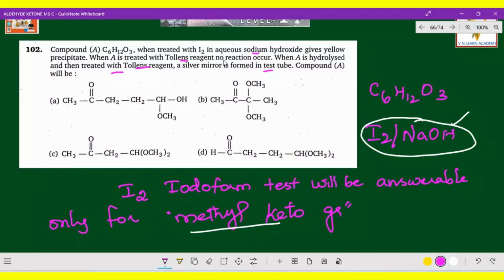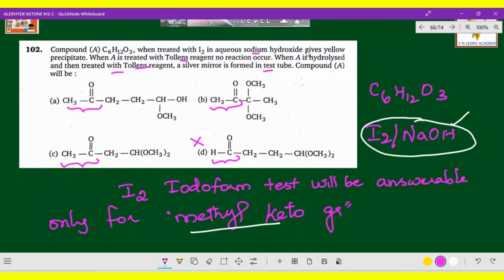So here Tollens reagent first does not react. That means among options A, B, C, D, which is the correct option? In option D, the aldehyde group is there. So aldehyde will not be answerable, and this will not be the correct option. As they mention in the question, we just cancel some of the important points. Option D is not possible. Option A is CH3 C double bond, a methyl keto group, it is possible. Here also the methyl keto group is possible. Here also it is available. Why I am mentioning the methyl keto group: it will be answerable for the iodoform test.